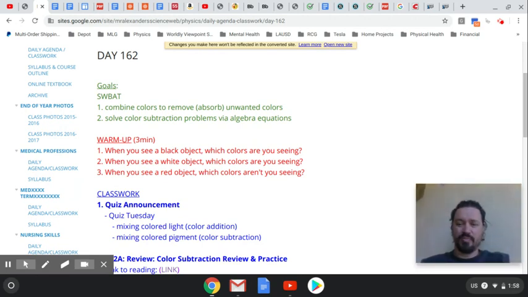Okay, when you see something that's black, like this shirt, what colors are you seeing? The answer is none. It's absorbing all the wavelengths. When you see something that's white, what colors are you seeing? All the colors, all the wavelengths combined. And when you see something red, what colors aren't you seeing? Well, any wavelength that's not red. So anything that's not the red wavelength, so that'd be blue, purple, yellow, green, orange, indigo, all that stuff, violet.